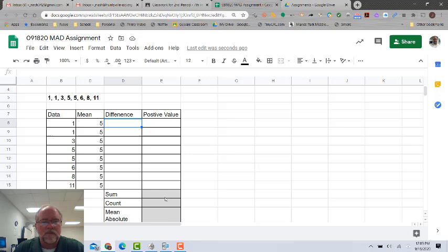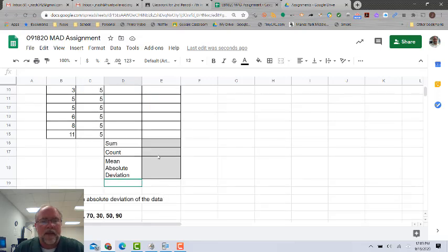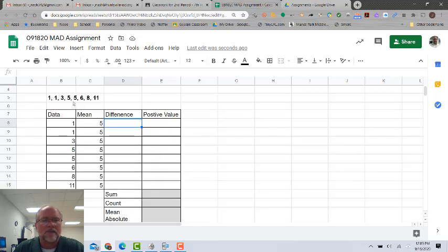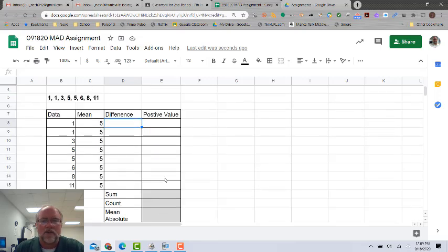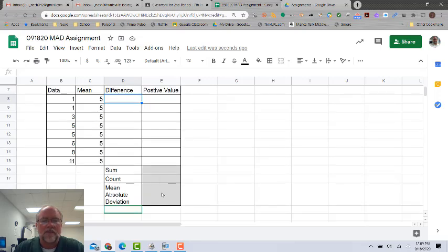Now the sum is very simple. That just means add these together. So you're going to add all the positive values up and put it in the sum spot. The count is again the number of data points we had. So in this case, we would have 8. And then all you have to do is take your sum and your count, divide them, and that will give you your mean absolute deviation. And that's all we're doing on this particular assignment. Okay?